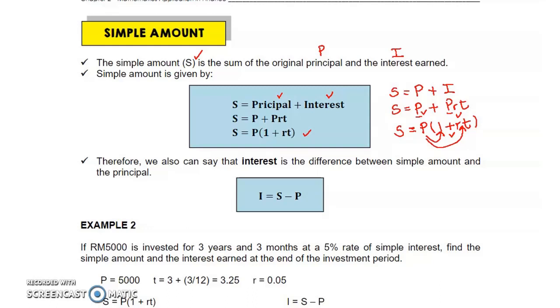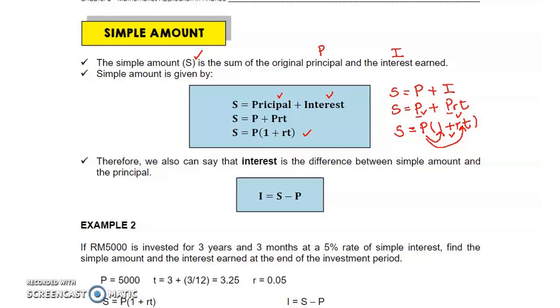We also can say that interest is the difference between simple amount and the principal. Okay, now we have another formula for interest I. I equal to S minus P. This simple amount is actually the value that you need to pay back at the end of the day, or the value that you earn at the end of the investment period.